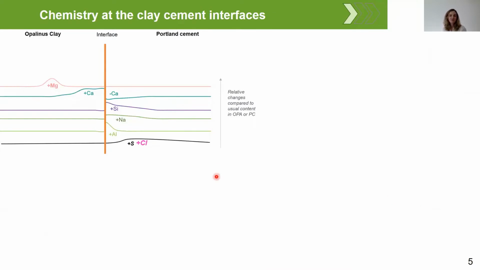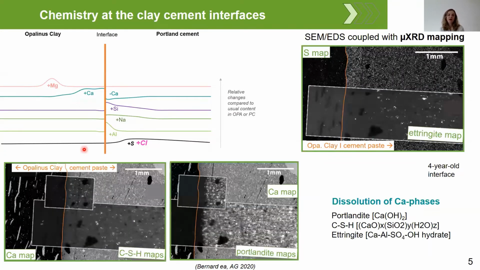So here I have just summarized the different changes we observed previously. But the point is the chemistry doesn't give too much information on the mineral changes. So we actually looked at the mineralogy, and we carried out XRD mapping. This was made at a synchrotron facility, where you see we have some maps of portlandite superimposed on the map of calcium, and this is sulfate in that case.